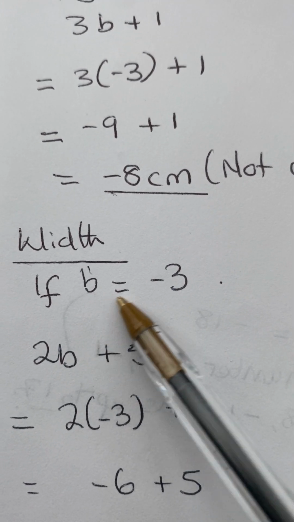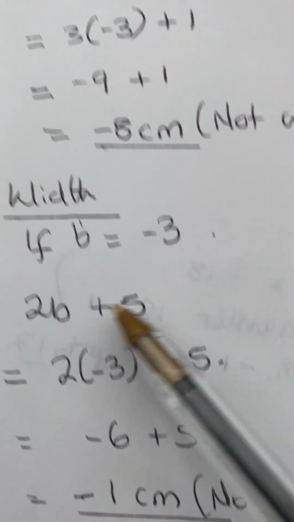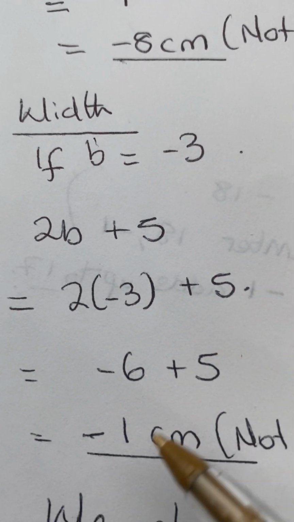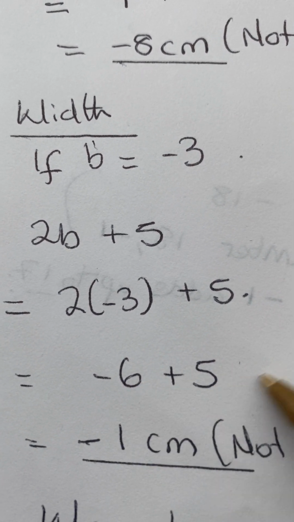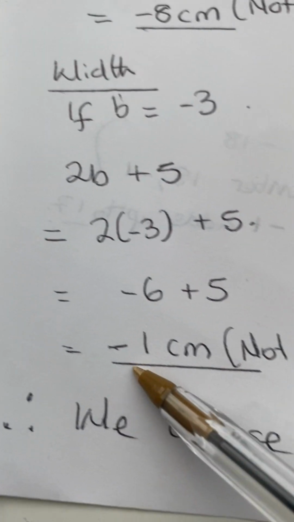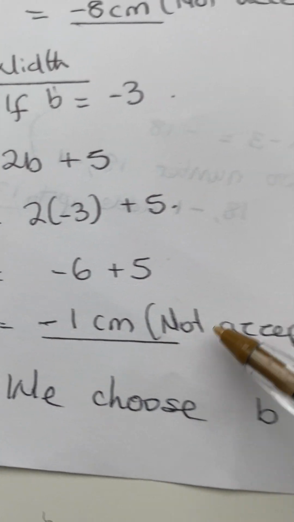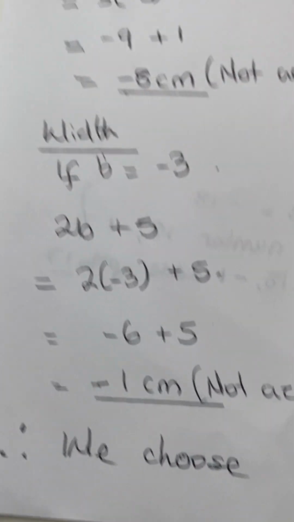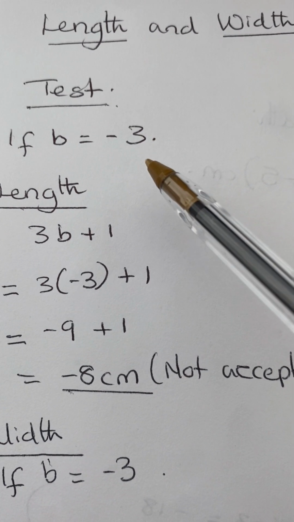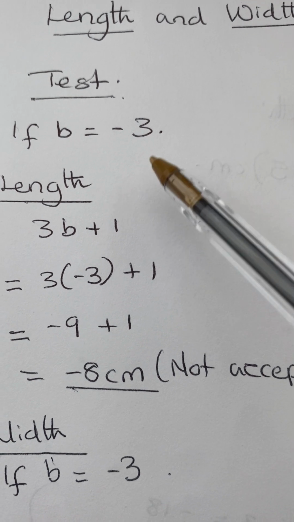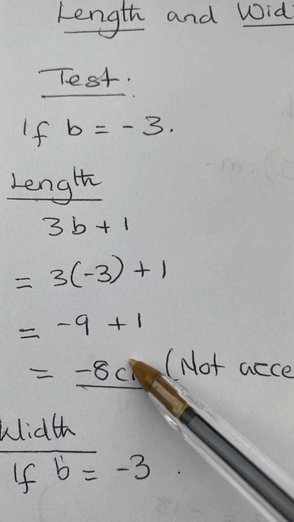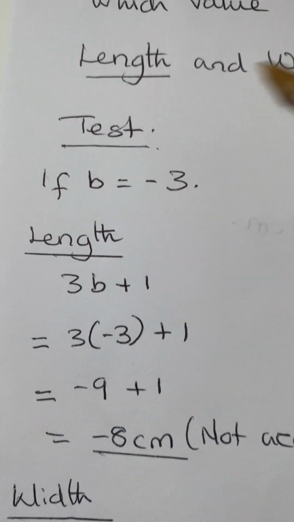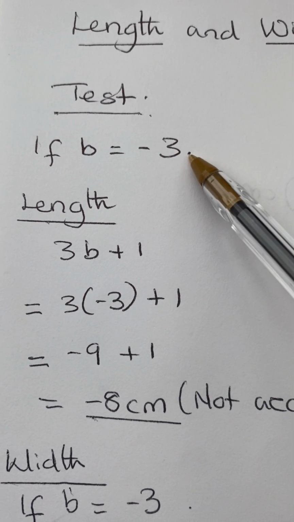And if b is minus 3, 2 minus 3 plus 5 will give you minus 6 plus 5, and then the width will be minus 1 centimeters. Also not acceptable. Even if it's only the length that is negative, it's still not acceptable.